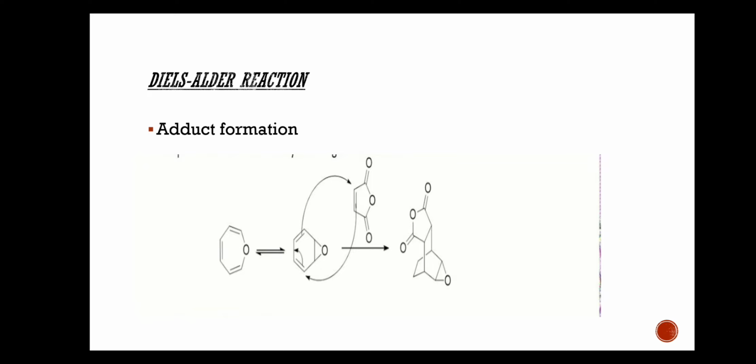And the next reaction is the Diels-Alder reaction. Oxepine on treatment with maleic anhydride undergoes a Diels-Alder reaction to give an adduct. So oxepine is reacted with maleic anhydride, which is a Diels-Alder reaction, a diene-dienophile reaction, which then forms an adduct.